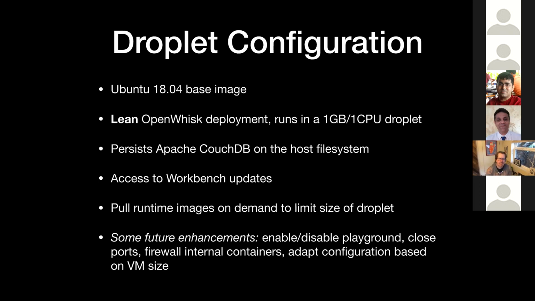There's a few enhancements to do, like the playground is nice, but maybe if you're actually hosting this image, you don't want it to be exposed and allow others to run actions on this image. So you have to enable and disable it. And we're thinking about providing a configuration parameter for that. Closing off some ports, firewalling internal containers. And I think what's most interesting and maybe relevant to what Tyson's talking about is adapting the configuration to the VM size. So with the droplets, you can configure droplet sizes from very small to very big.